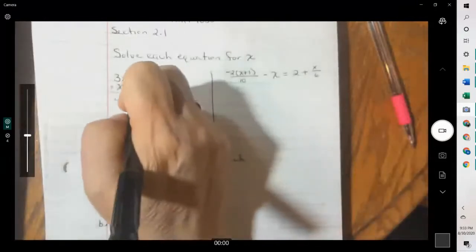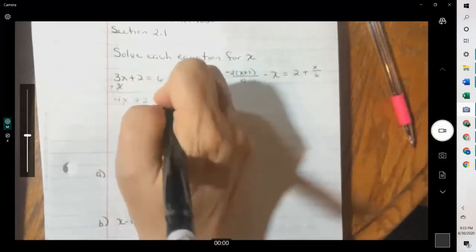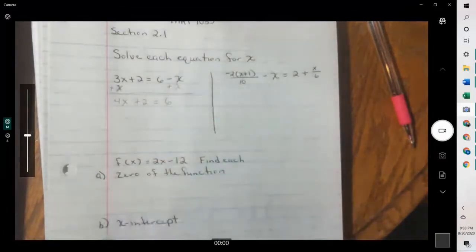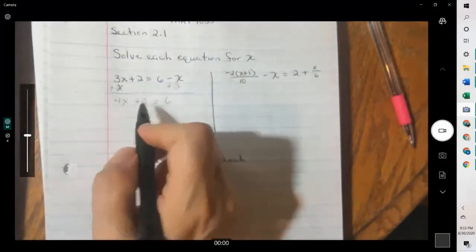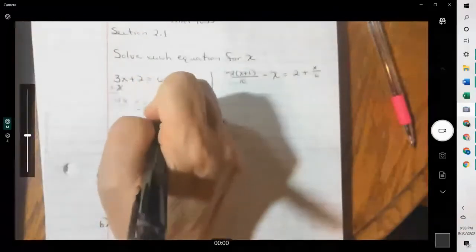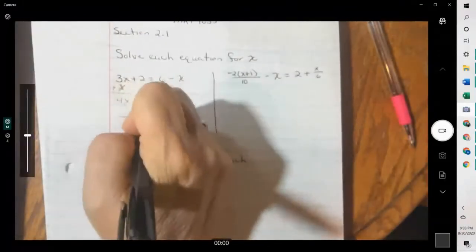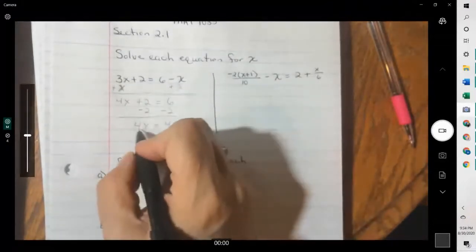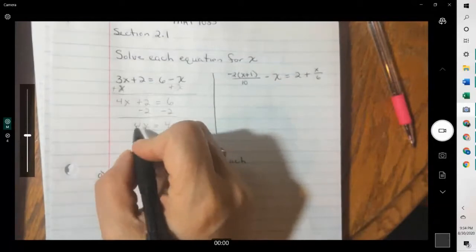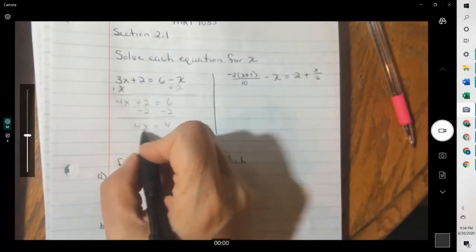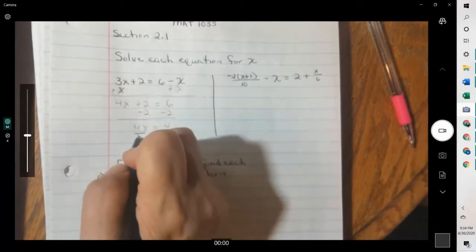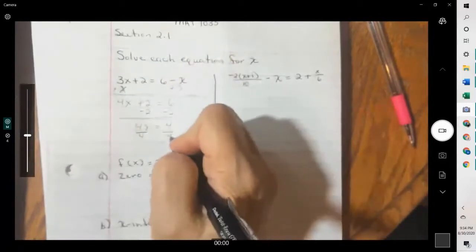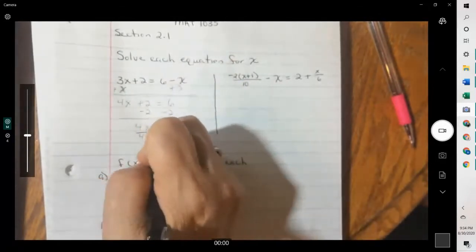Now bring my 2 down. And my 6 and these two cancel. Now I'm still trying to get the variable by itself, so I want to get rid of the 2. Since we're adding it, we'll subtract it. We have 4x equals 4. And we're still trying to get x by itself, so we want to get rid of this 4. Since we're multiplying them, to get rid of it, we divide. But what you do to one side, you always do to the other. And so x equals 1.